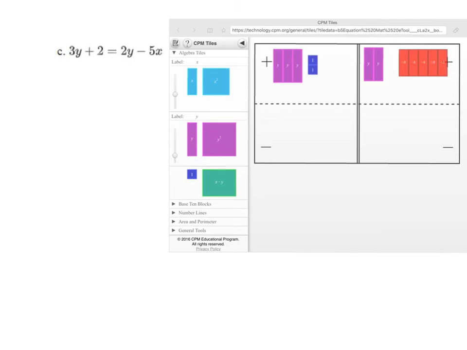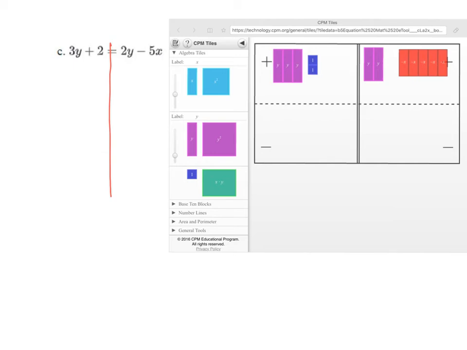All right, check to make sure that your equation mat looks like this. 3y plus 2 equals 2y minus 5x, or negative 5x. We want to get this equation so that it reads y equals. So I'm going to use my legal simplification moves.